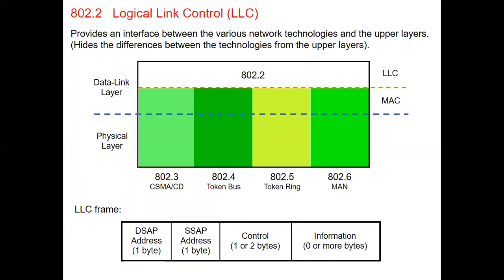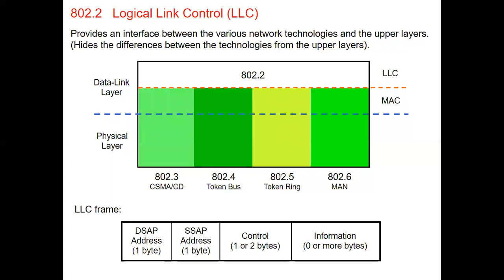Okay, so look at the data link layer. It is showing 802.2, which is the logical link control. Then we also have the physical layer. So 802.3 is wired, which is carrier sense multiple access with collision detection. It's a technology used in wired networks. Then 802.4 is a token bus, .5 is a token ring, and .6 is a metropolitan area network.